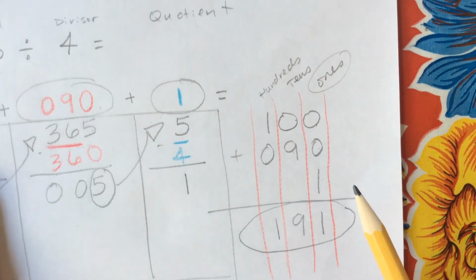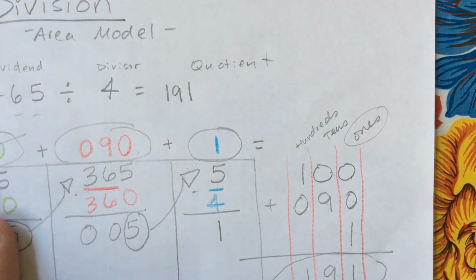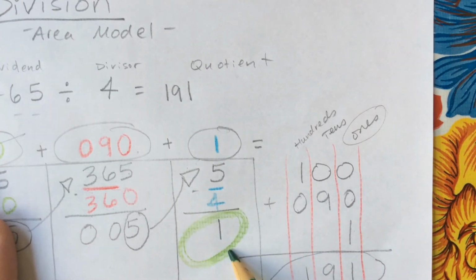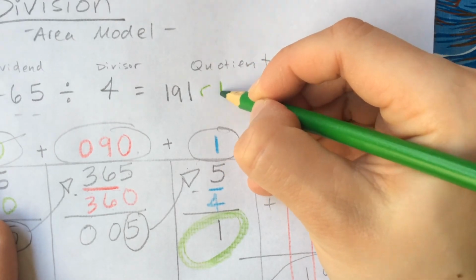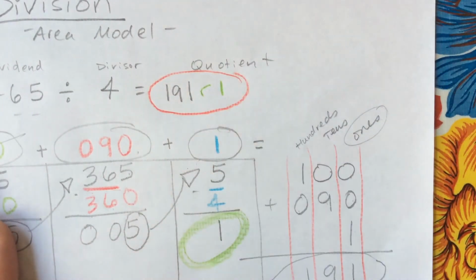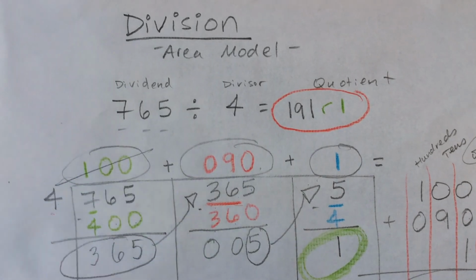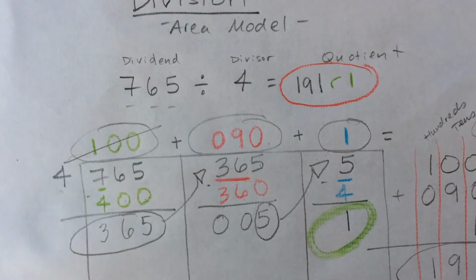Okay, so we do have 191, but I remind you, down here, there was 1 left over. And that is your remainder. So your quotient in the end is 191, remainder 1. All right, my class, that is a reminder of how we divide using the area model. Over and out. Bye-bye.